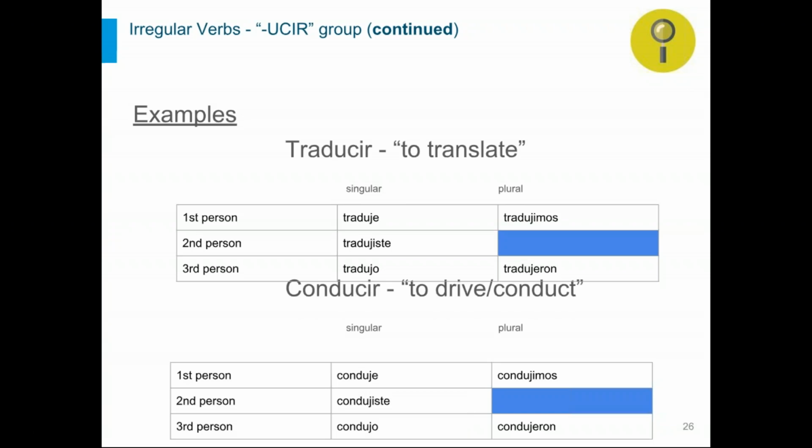So to say I translated, traduje. You translated, tradujiste. If you go down to the bottom, I drove, conduje, you drove, condujiste, so on and so forth. All right, so basically any verb that ends in that four-letter combination would follow these rules. J group endings, no accents, keep the U attached, and then add the J endings there.